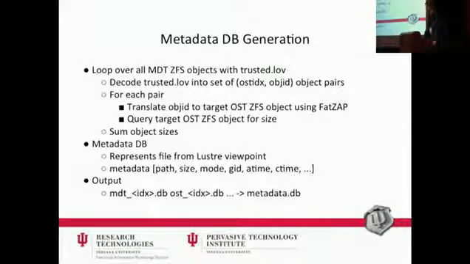And at that point, we generate the metadata DB that I've been referring to, which is what we think represents the file from what Lustre believes it is, or what we think Lustre believes it is. So we output a row for each of the files in the file system.